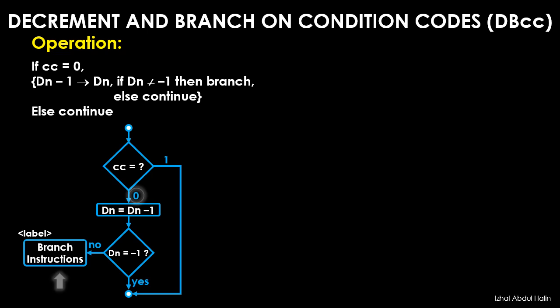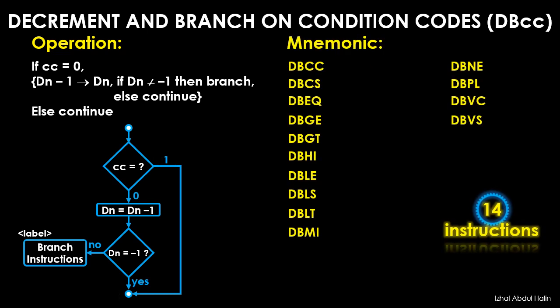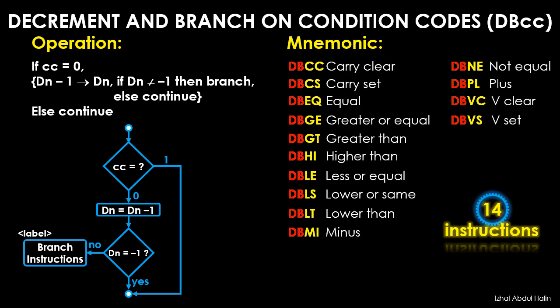This is what occurs when a branch is executed. On the other hand, if the condition code evaluated is 1, a branch is not executed. There are 14 instructions in the DBcc group. Notice that all of the instructions start with the letters DB. This stands for decrement and branch. The following letters tell us the name of what the instruction does. For example, DBGE stands for decrement and branch greater or equal.